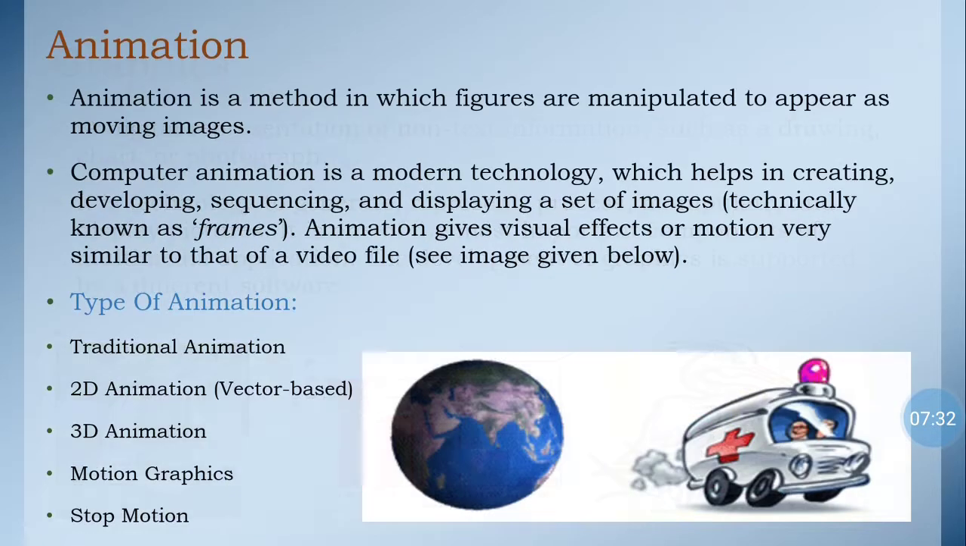The next is animation. Animation is a method in which figures are manipulated to appear as a moving image. Computer animation is a modern technology which helps in creating, developing, sequencing and displaying a set of images, that is a frame. Animations give visual effect or motion very similar to a video file. For example, given below.